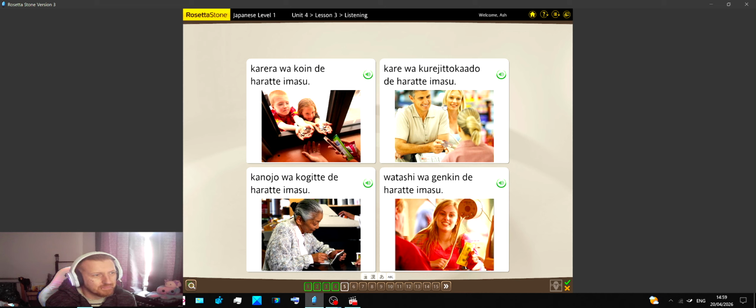So here we go. We're talking about different types of money payment, cash payment. Coin, obviously, because they're paying with coins. Look at that, kids paying for their sweets with coins. These guys are paying with plastics, the credit card. And kogite is a check, because she has to write it. It's to pay with, but it has an assumption of writing. And genkin is cash, money, but in note form.